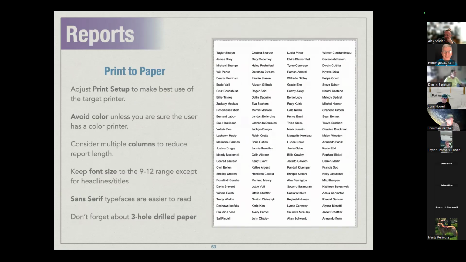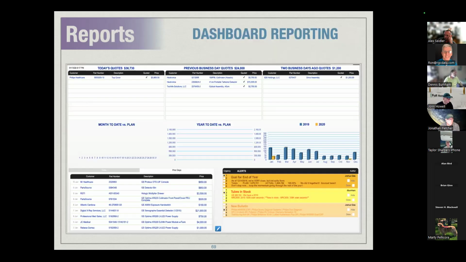And also keep in mind that 3-hole drilled paper could obscure some of the text that's on your page. So it's useful to have at least a few sheets of paper that you can put through as a test to make sure that you know where those holes will fall.